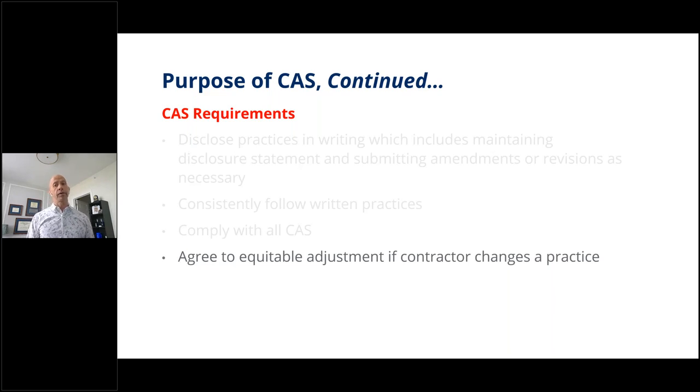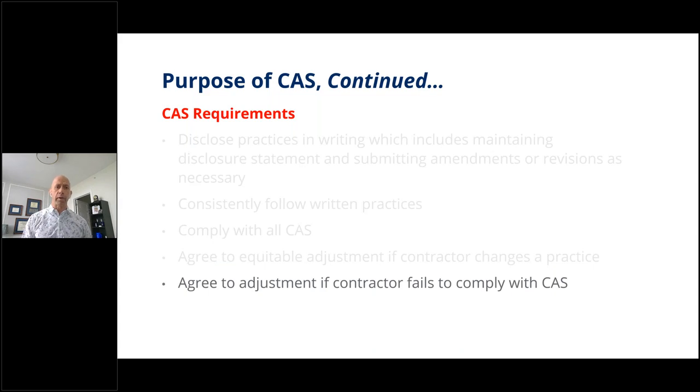Again, much like GAAP, companies often have options on how they handle a transaction, but should they change the way they handle that transaction, sometimes we have to go back and reevaluate, restate something on the financial statements. Very similar practice here with CAS. If a contractor chooses one method and then later decides to change that method, they can do that. They have to disclose that they've made that change. And then again, there may be some type of adjustment that needs to be made to their rates as well.